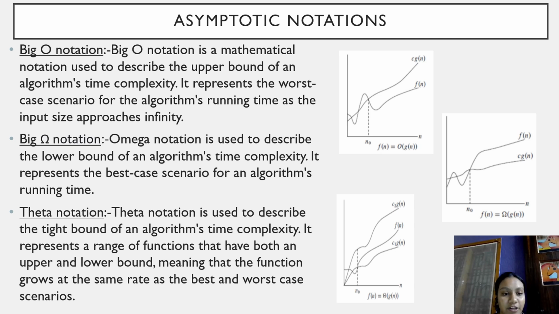And big omega notation. Omega notation is used to describe the lower bound of an algorithm's time complexity. It represents the best case scenario for an algorithm's running time. Theta notation. Theta notation is used to describe the tight bound of an algorithm's time complexity. It represents a range of functions that can have both an upper and lower bound, meaning that the function grows at the same rate as the best and worst case scenarios.